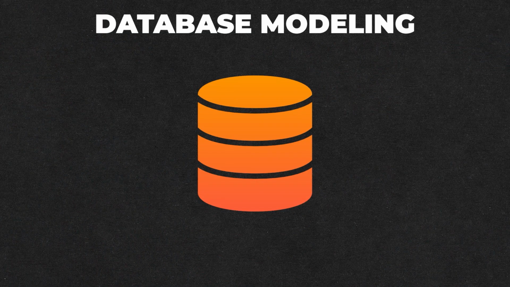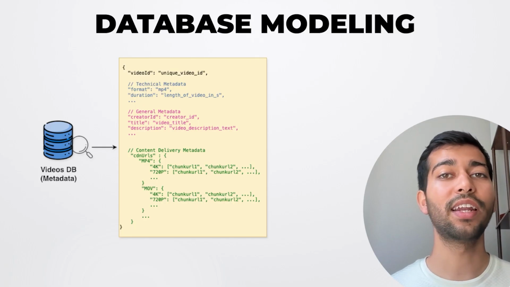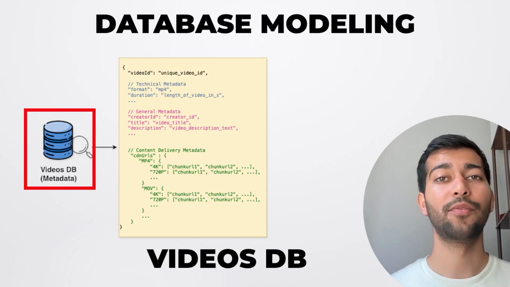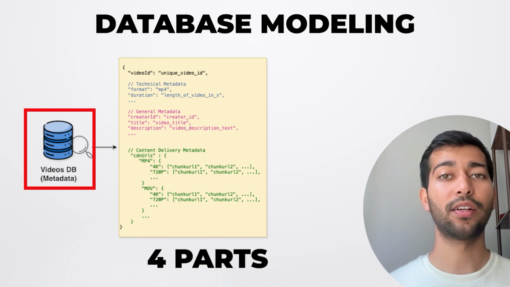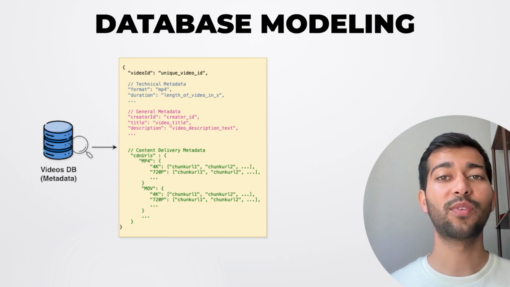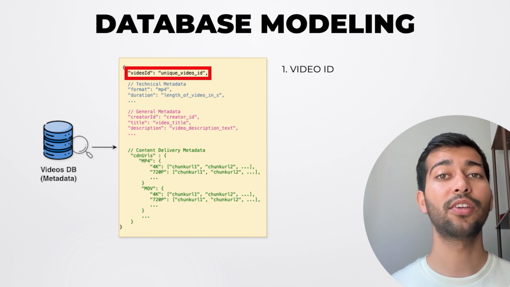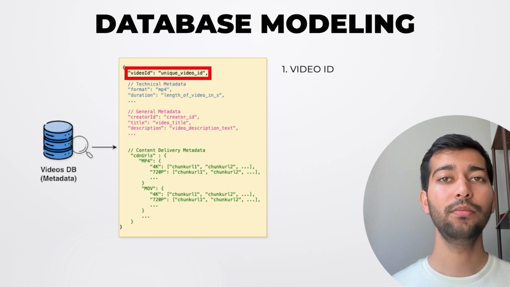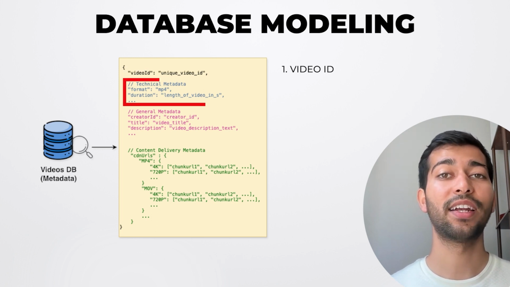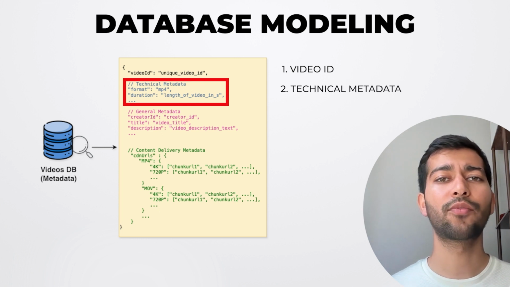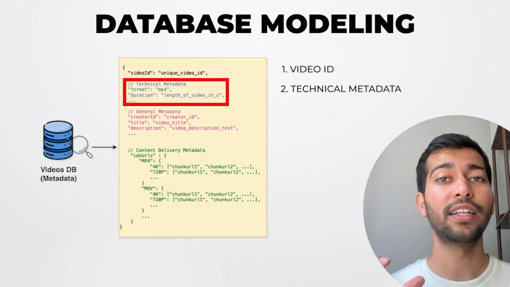Next, we move on to the data modeling part, where we define the schema for each of the DB. In our case, we have only one database, which is the Videos DB. In Videos DB, we have four main parts. The first one is where we define the video ID. This is like a unique identifier for videos. The second one is technical metadata. This would include things like format, duration, etc., like the technical details of the video.